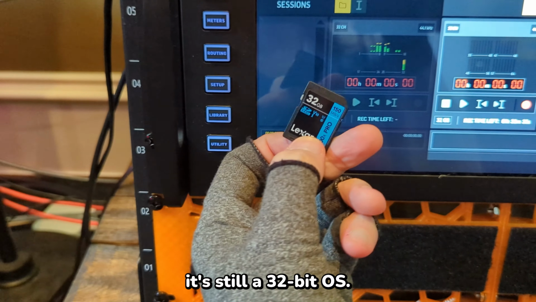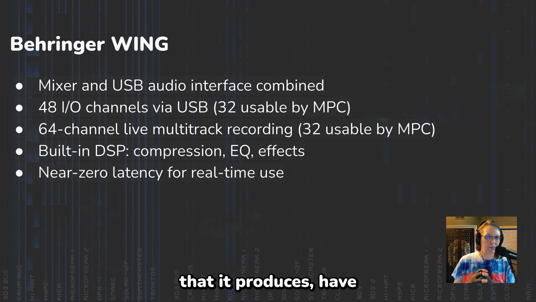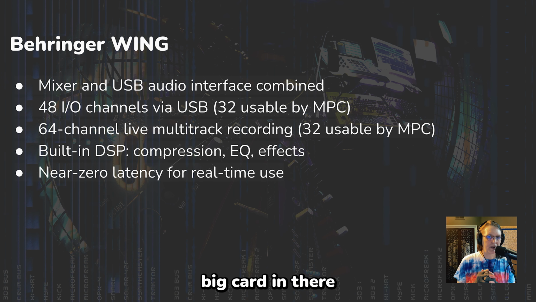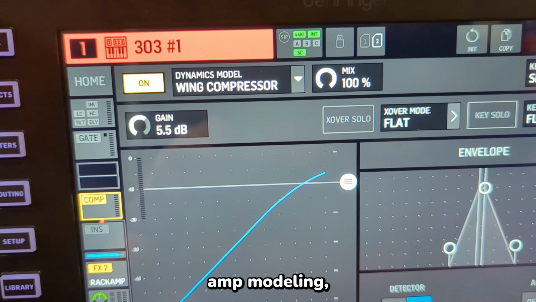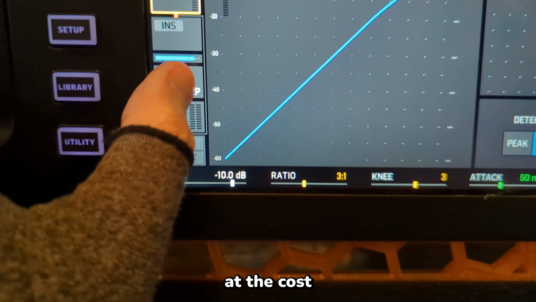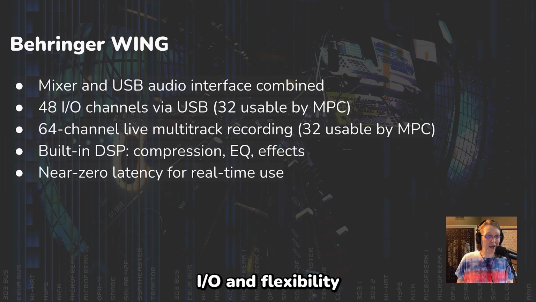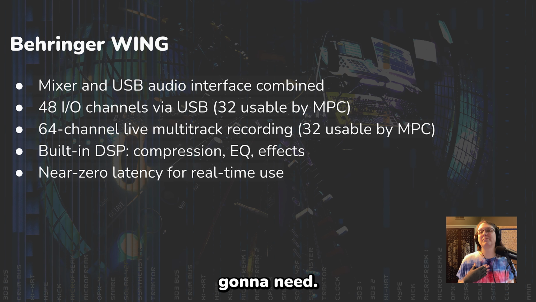We're talking about it's still a 32-bit OS, so the disk size and the file size that it produces have that 32-bit limitation. But yeah, at first I tried to put a really big card in there, and that didn't work. So it has massive DSP processing capability, like compression, EQ, amp modeling, effects, inserts, real-time, at the cost of practically 0 latency. And this device has more I/O and flexibility than my little studio here is probably ever going to need.